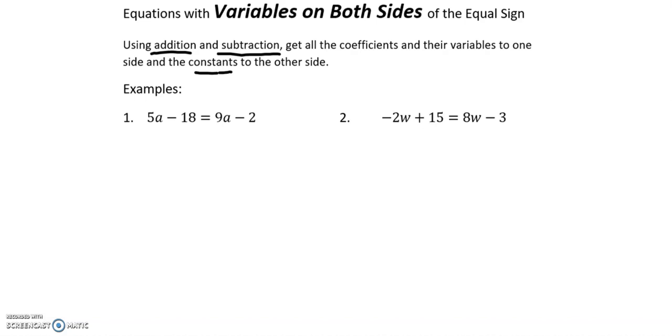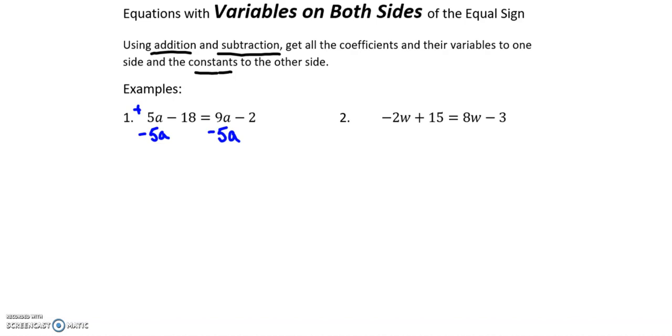Looking at number 1, I see a 5a and a 9a on opposite sides of the equal sign, so I'm going to pick one, and it doesn't matter which one. I'm going to pick the 5a and move it to the other side of the equal sign. Since it's positive over here, I'm going to subtract it, because that will cancel it out on the left side, because 5a minus 5a is 0. Whatever I do to the left side, I have to do to the right side, and I can only do it to the like terms. I can't add that to a 2.